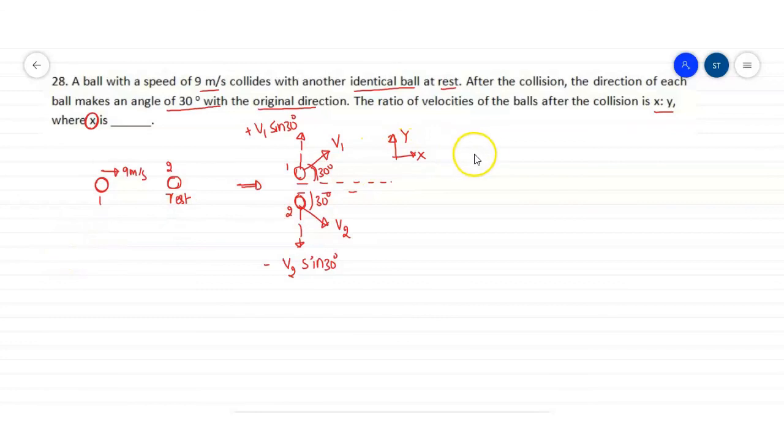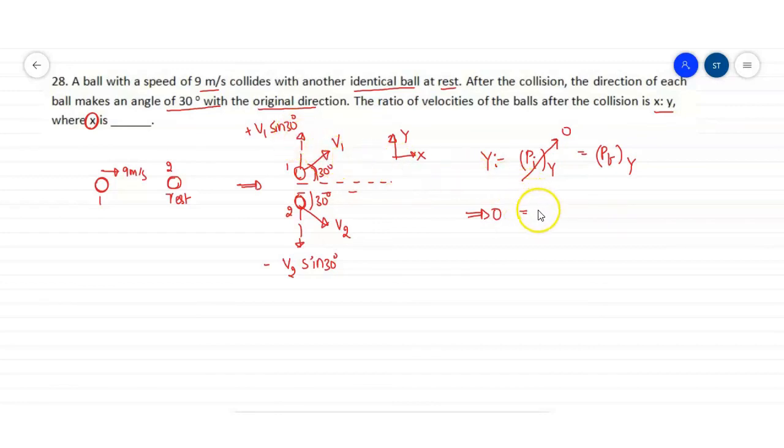If linear momentum is going to remain conserved, in y direction I can write initial momentum in y direction will be equal to final momentum in y direction. Initially there is no movement in y direction. First ball is moving in x direction and second is at rest. So I can say initial momentum in y direction will be equal to 0. Now let us see about momentum after collision. This ball is having a velocity component in positive y direction.